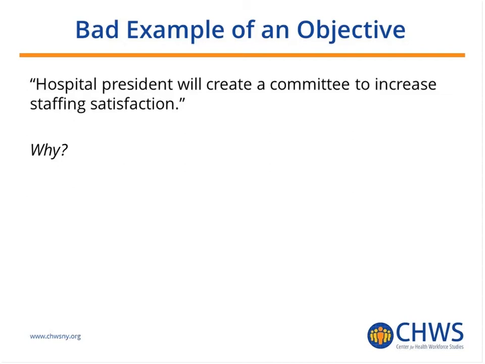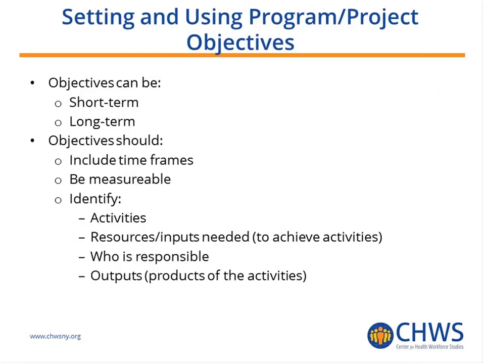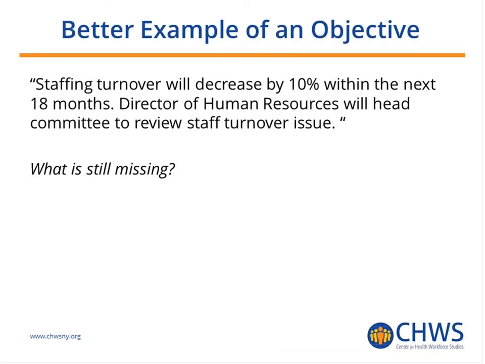We don't know. Again, as you go back to what's good in objectives, that first one didn't have time frames. It wasn't measurable. We really didn't know what staff satisfaction meant. And it really didn't identify any of the activities, resources, or responsibilities to help the evaluator set an evaluation in motion. So in this case, now we've defined turnover. We've talked about 18 months, so we've given a time period. We've given a little more direction about the committee, and we've made it measurable.